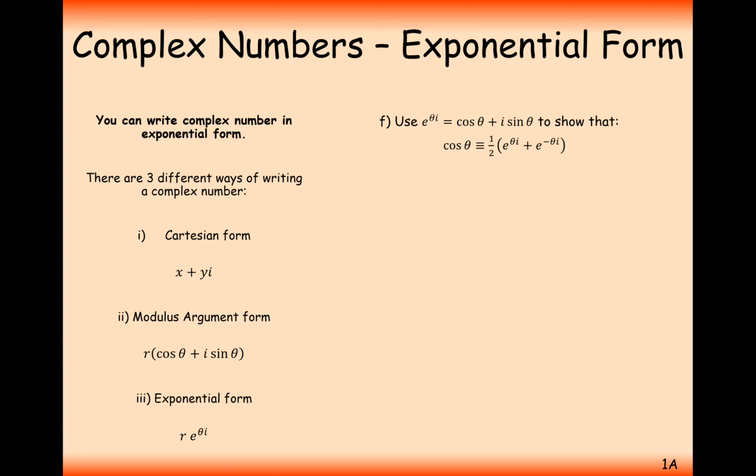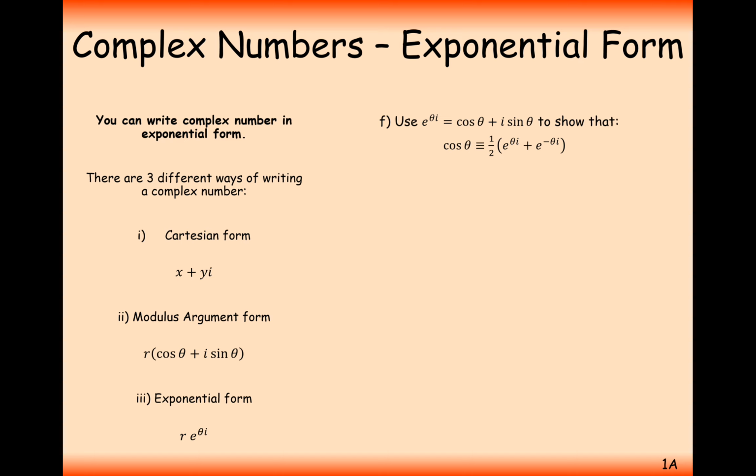And let's move on to one more slightly trickier question. Use e to the theta i equals cos theta plus i sine theta to show that cos theta is identical to 1/2 (e to the theta i plus e to the minus theta i).